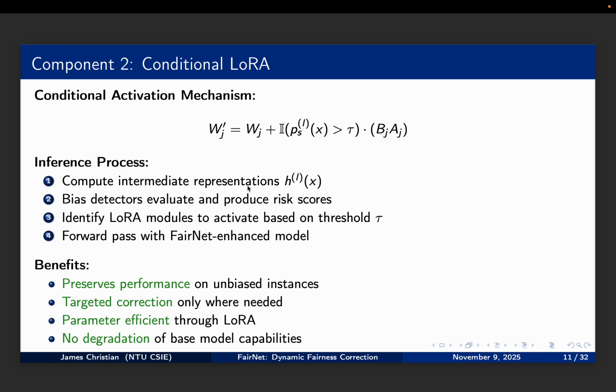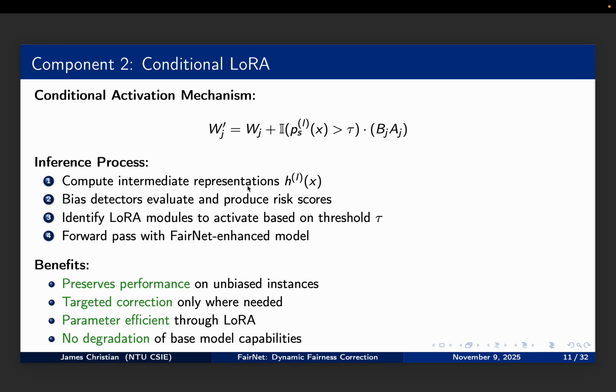Conditional LoRA. The second component is conditional LoRA. The conditional activation mechanism is Wj prime equals Wj plus indicator function of P superscript I of x greater than tau times Bj Aj. The inference process has 4 steps.